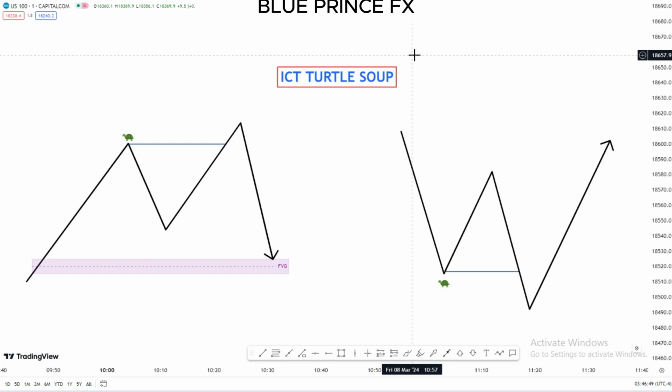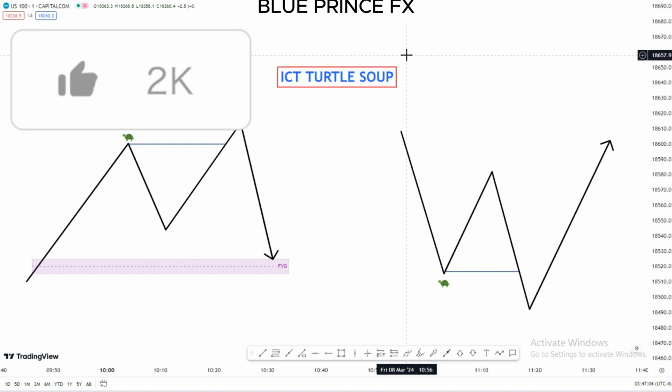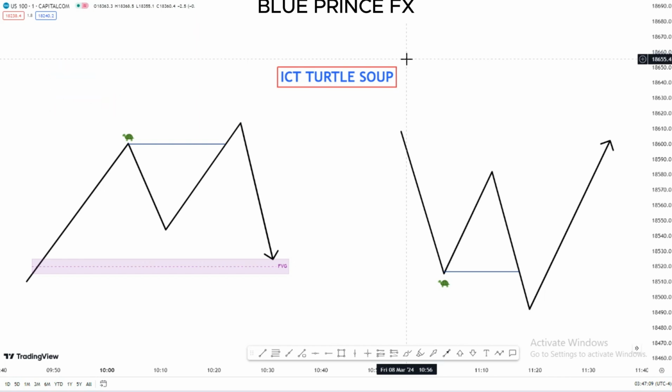The turtle soup strategy is premised on trading external or internal liquidity pools, mostly external, because it's about trading the highs and lows, both external to internal or internal to external. This strategy is powerful because it is not premised or based on other ICT concepts. All you need is a high or low taken, then take a trade in the opposite direction.